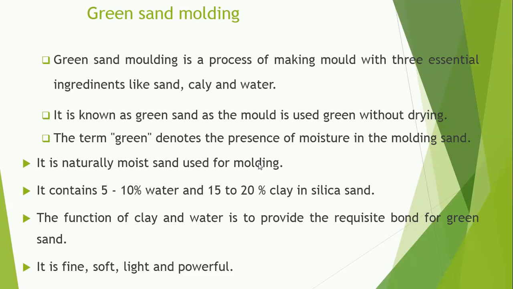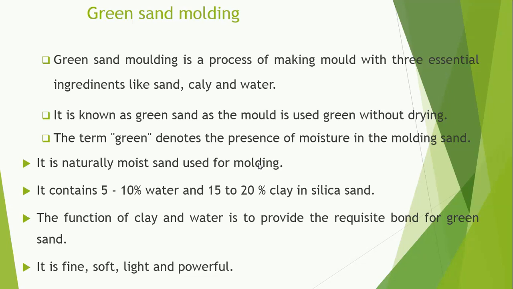It is known as green sand as the mold is used in a green condition without drying. Means in the video also we have seen, after making the mold cavity, that mold cavity contains moisture, and in that moist condition of the mold cavity only we are pouring the molten metal. Without drying of that mold cavity we are carrying out the pouring operation. That is the feature of this green sand molding.